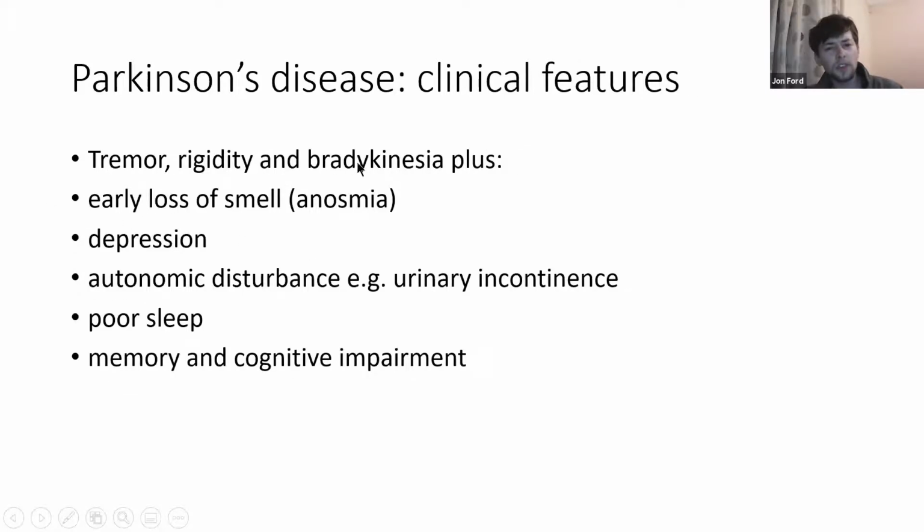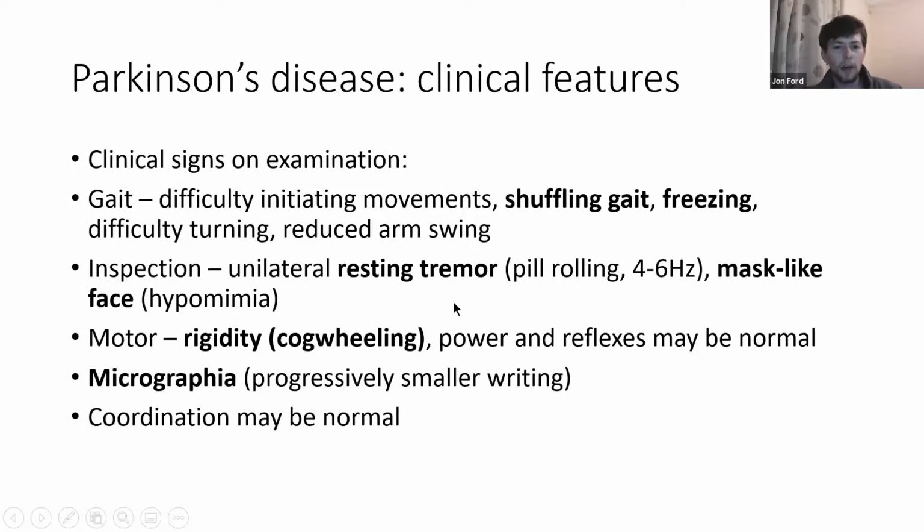But obviously you've got these other symptoms that are quite common in Parkinson's disease as well, that sometimes actually come on quite early as well. So anosmia, so loss of smell. Depression's really prominent in Parkinson's disease, and autonomic disturbance becomes a problem further along the line, really. They're known to have quite poor sleep generally, and memory and cognitive impairment eventually kicks in later down the disease pathway.